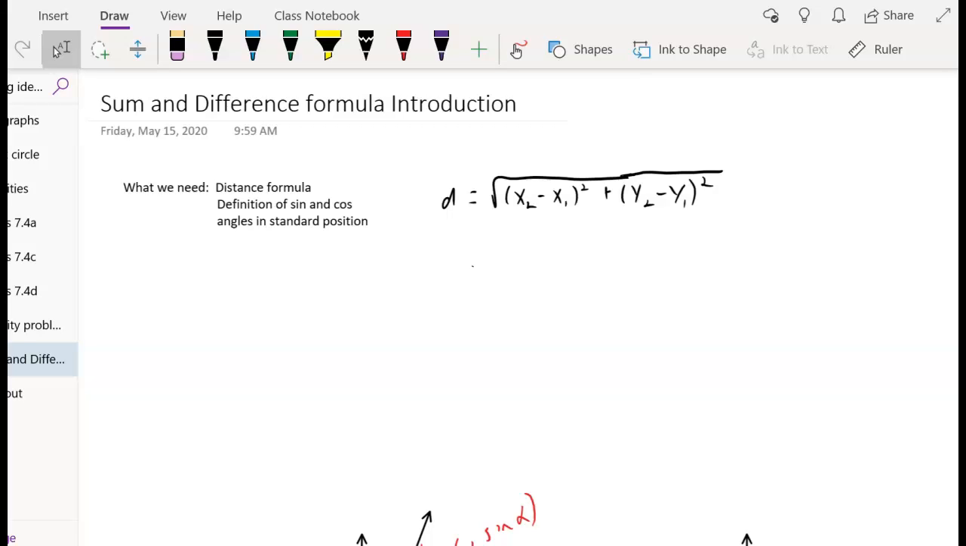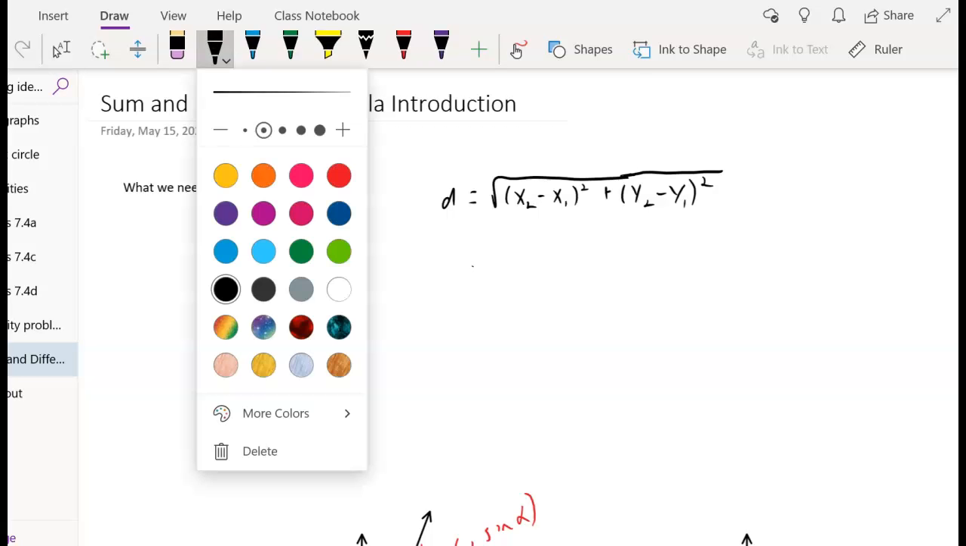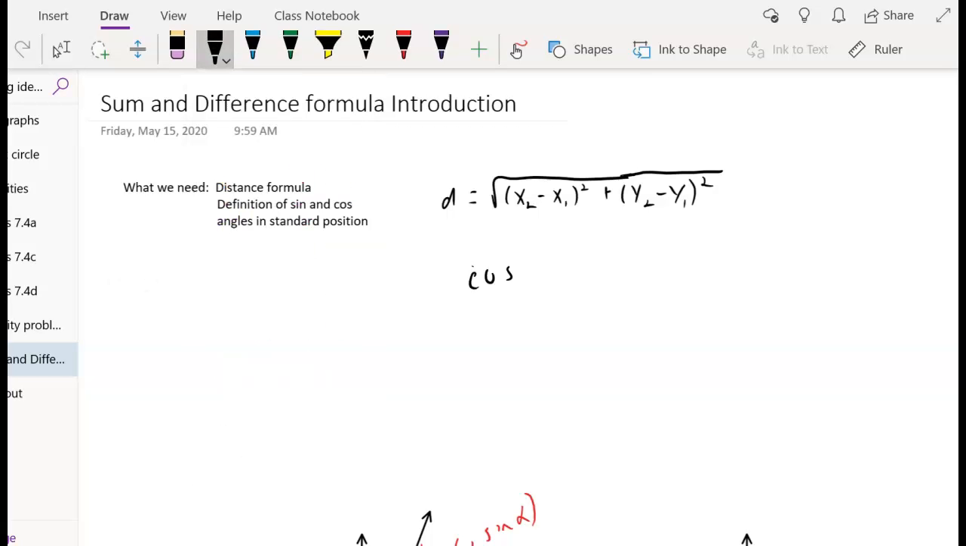Okay, so what we need is the distance formula. We need the definition of the sine and cosine. So just remember that the cosine of an angle is x over the radius, and that the sine of an angle is y over the radius. And when we're looking at the unit circle and the radius is 1, then this simplifies to x equals the cosine of theta, whatever angle theta may be, and y equals the sine of the angle.